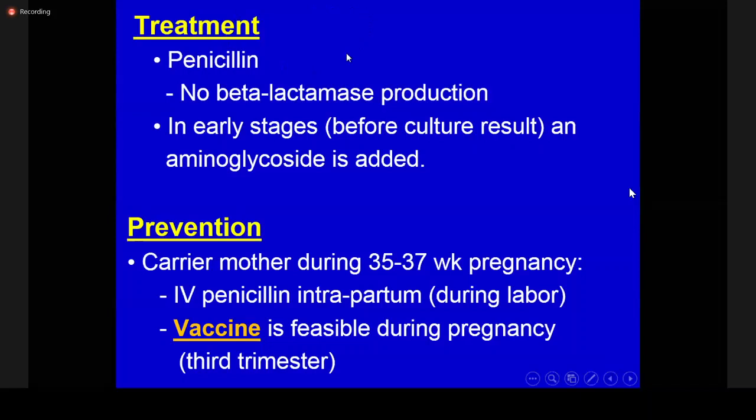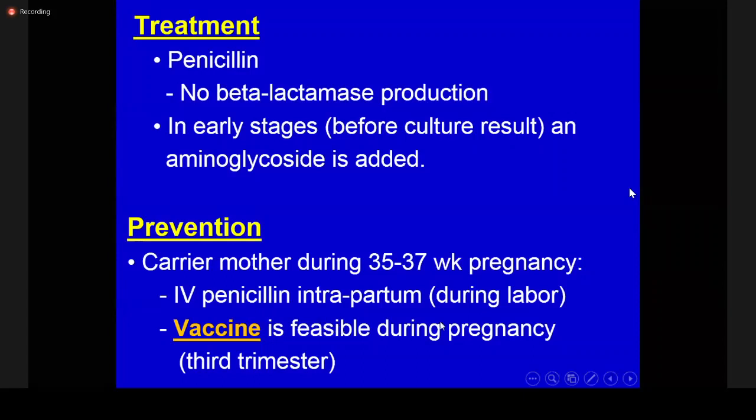Sometimes we are not sure whether this microorganism is streptococcus or not, or group B or not. You can add an aminoglycoside to the penicillin just for a short while. When the culture is available, you stop the aminoglycoside. Aminoglycoside like gentamicin, for example. Prevention: we said it comes from the carrier mothers. So for carrier mothers during week 35 to 37 of pregnancy, you can give them treatment. You can give intravenous penicillin during labor, intrapartum. Intrapartum means during labor. Learn this word. Intrapartum, during labor. You can give intravenous penicillin.